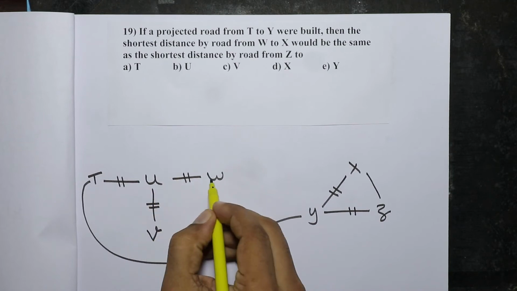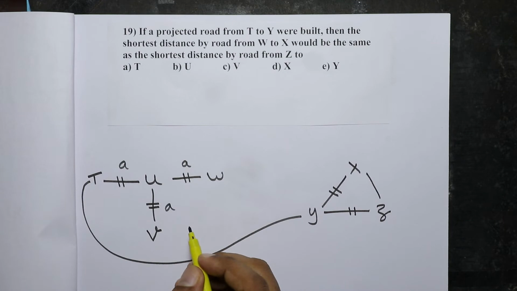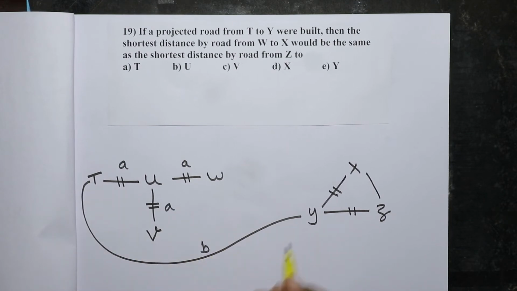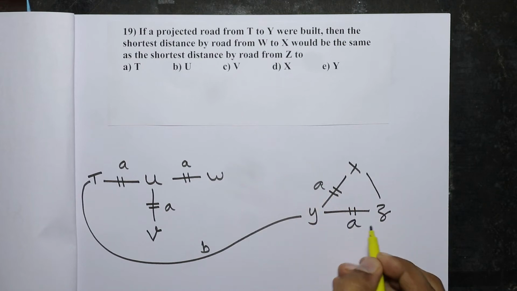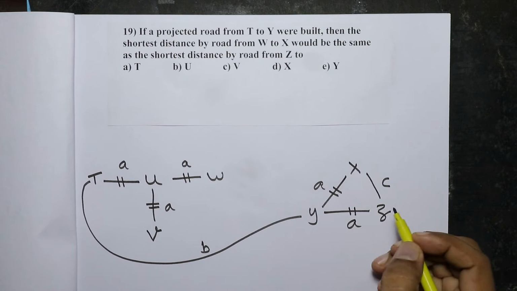Assume that U to W is A. So this will also be A and this will also be A. Now we'll just take this distance as B. Then this will be A, this will be A, they are all the same. And this we don't know, we'll just take it as C.